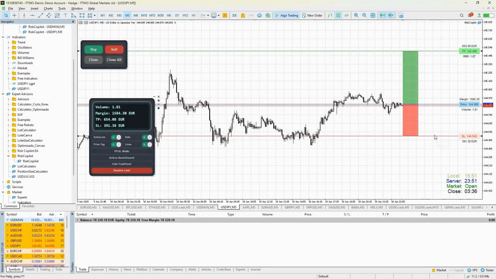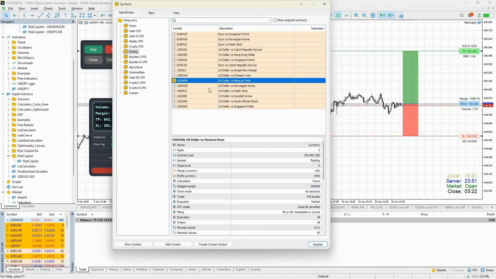And I have a rounding system for it, right? Because in some cases, let's say the step that exists between the lots, for example, let's analyze it here. Control U, and we go to the symbol.